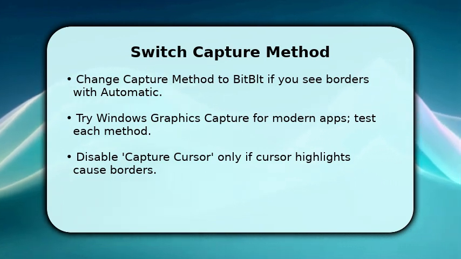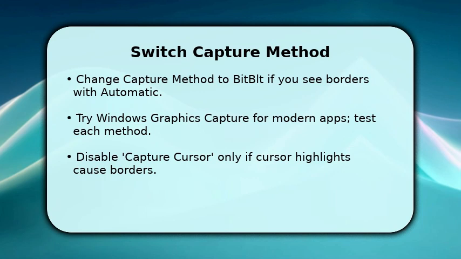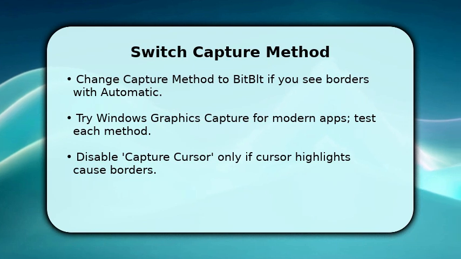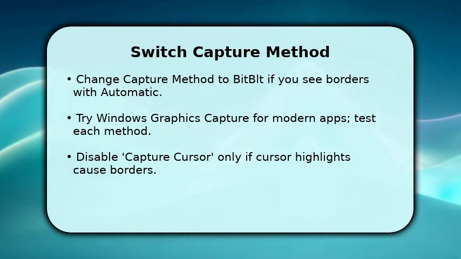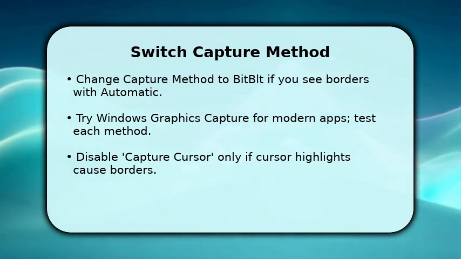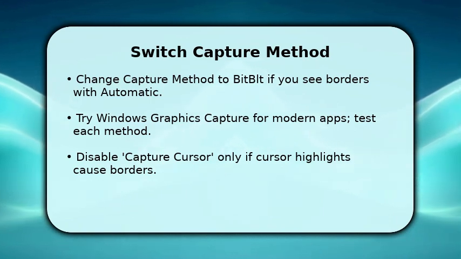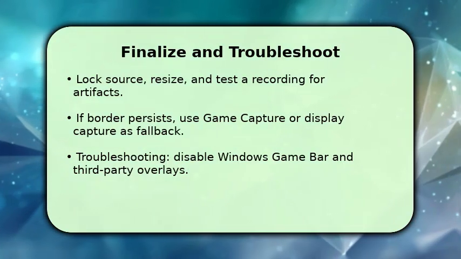Test both. Once done, toggle capture cursor to see if the highlight is cursor-related and try the exclusion box if available. Make sure to stop and restart the source after each change so OBS recreates the capture pipeline. Finish by locking the source and doing a short local recording to verify no yellow outline remains.